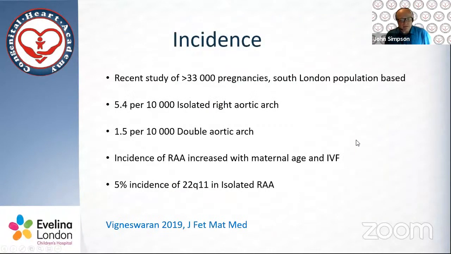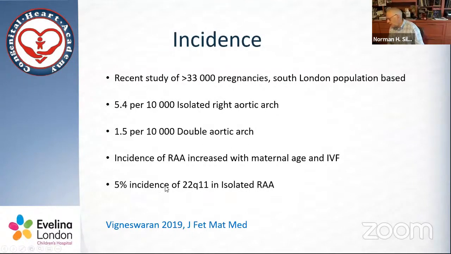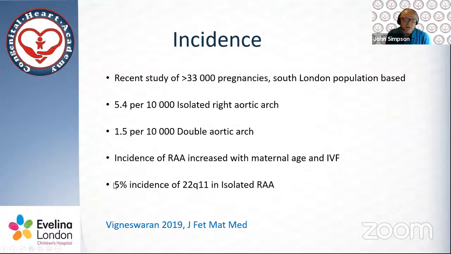If we look at the incidence, our own group looked recently at 33,000 pregnancies. Now, this is a population-based study from South London and found an incidence of about 5 per 10,000 of isolated right aortic arch. I'm now talking about fetuses without other cardiac abnormalities, and 1.5 per 10,000 of double aortic arch. And in those with an isolated right aortic arch, there was a 5% incidence of chromosome 22q11 deletions. Now, this is not the only genetic abnormality that's seen with this type of pattern, but in most people's series, it's the most frequent.